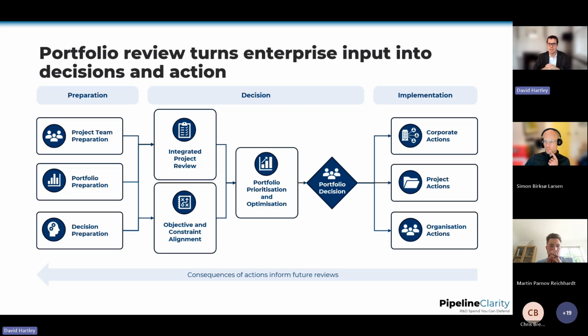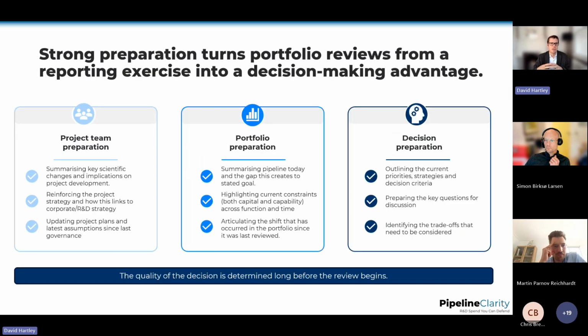So if we start with preparation, we can think of the preparation for the portfolio review existing across three different domains. The first is project level preparation. The second is portfolio level preparation, and the third is decision preparation. The role of project preparation is to ensure that everyone in that decision-making body within the portfolio review has clarity over the latest assumptions that surround that project, the latest view of that project that the project teams have, but also how that project is supporting the overarching strategy that the organization is trying to deliver.